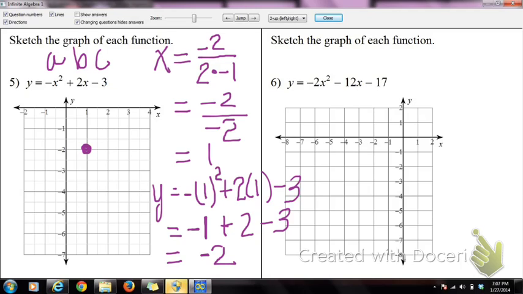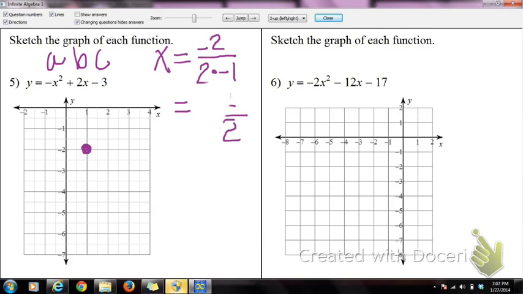The key thing to remember here is when plugging in to find y, we had to keep that negative because the negative's actually not squared. How do we find 2 additional points? Well, we're going to go ahead and erase this, and we're going to plug in 2 x values to the right of our vertex. Those x values could be 2 and 3.